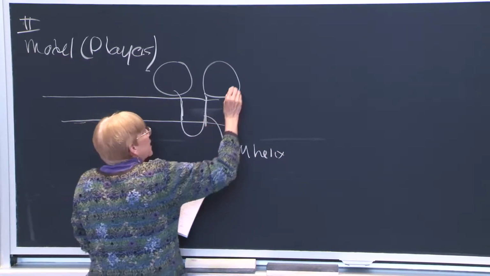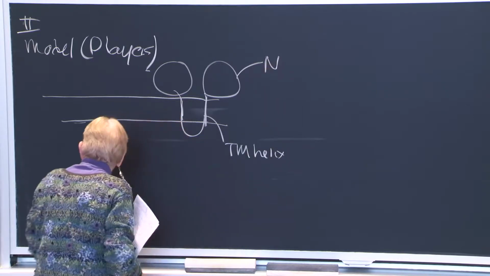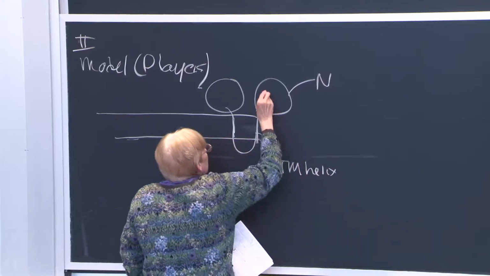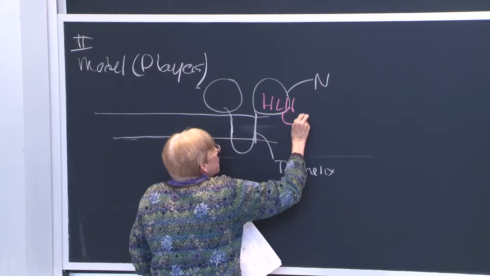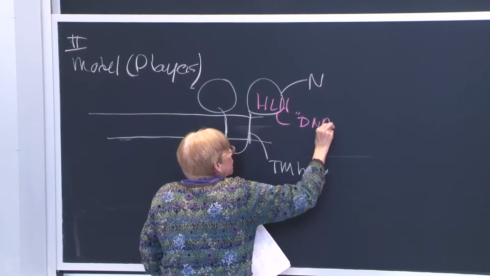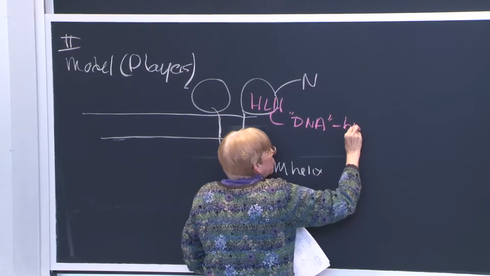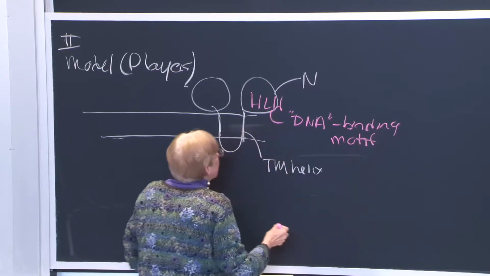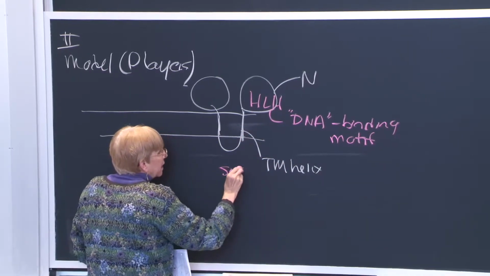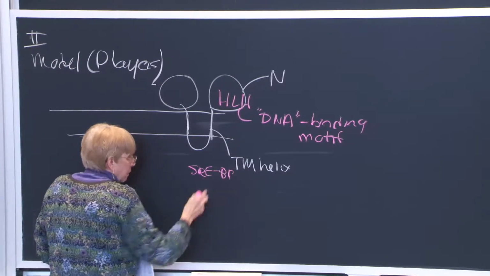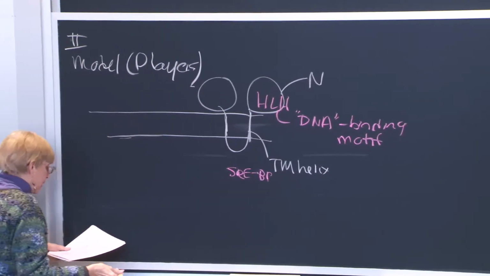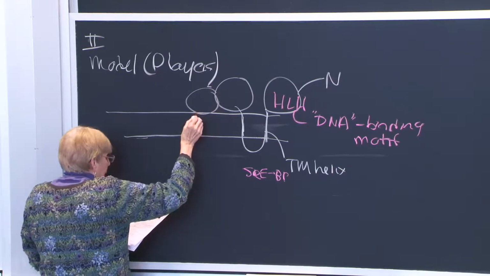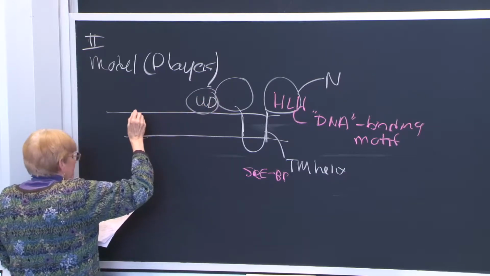And the key thing is at the N-terminus, you have the helix-loop-helix, and this binds to DNA. So this is a DNA binding motif. Okay, and so this is the protein SREBP. Okay. And so the second protein, and this is the protein you're focused on for your problem set, is SCAP.